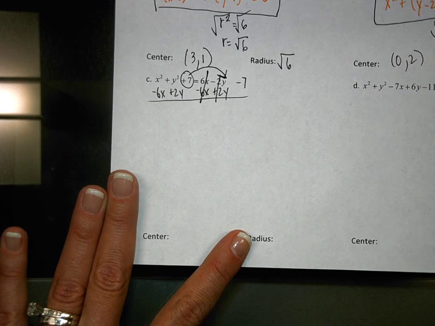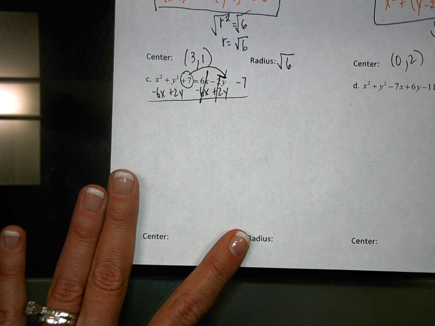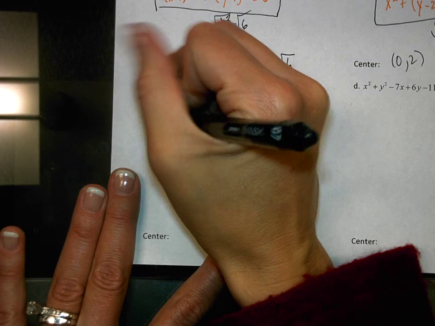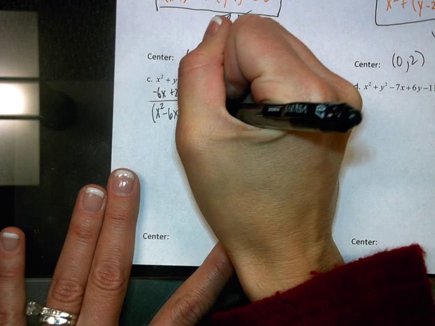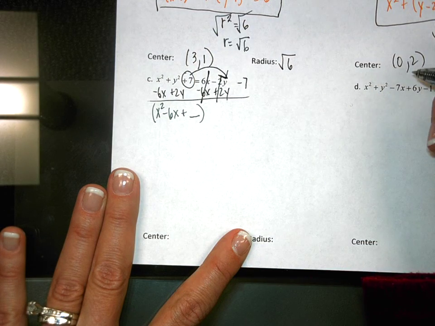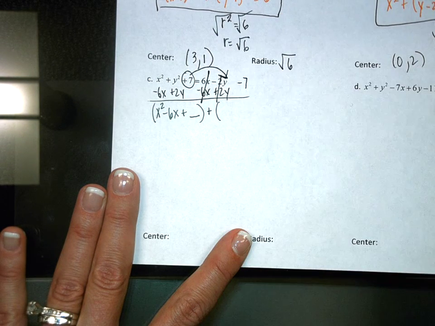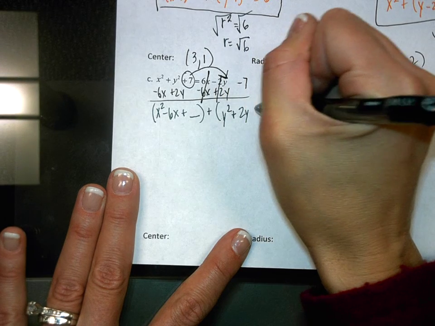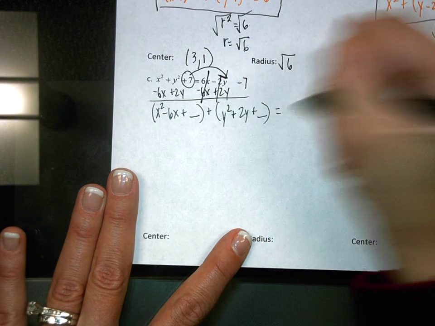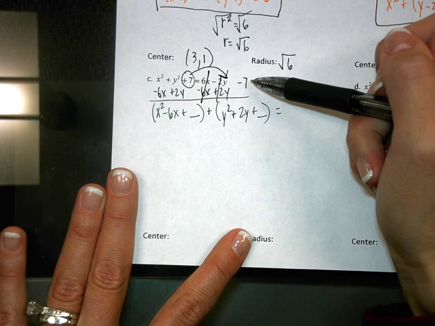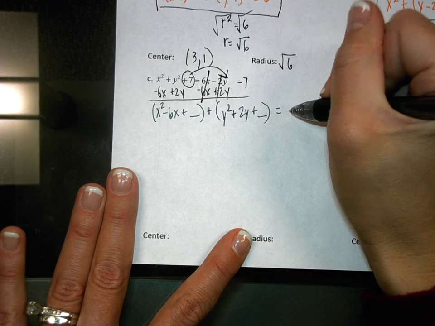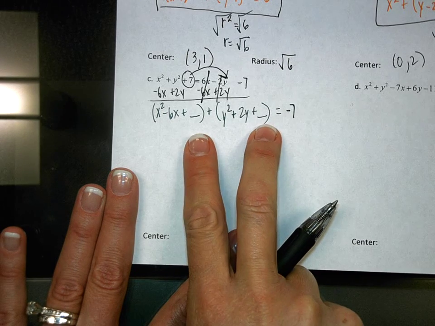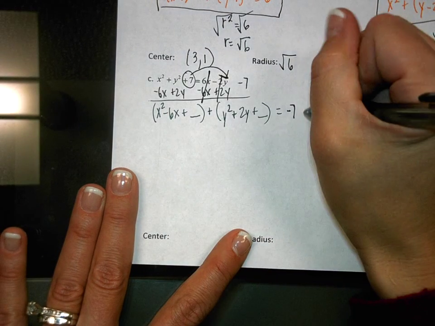So now let's go ahead and go through and set this up. So my first parenthesis will be what? X squared minus 6x. Good, plus blank. Okay, my next parenthesis will be y squared plus 2y plus blank. Good. And then that equals, and don't forget about your number, and this one is negative 7. Good, negative 7, and since I have 2 blanks on the left, I have to have 2 blanks on the right. Very good.